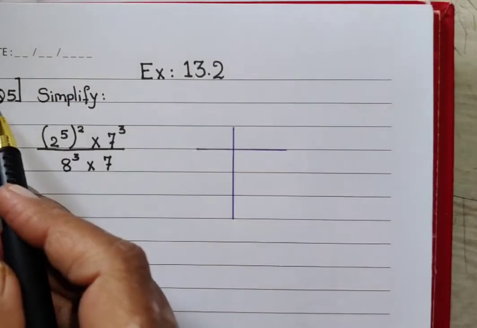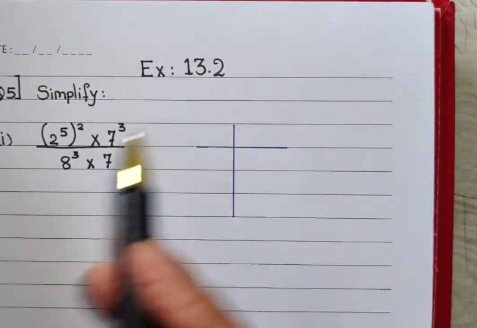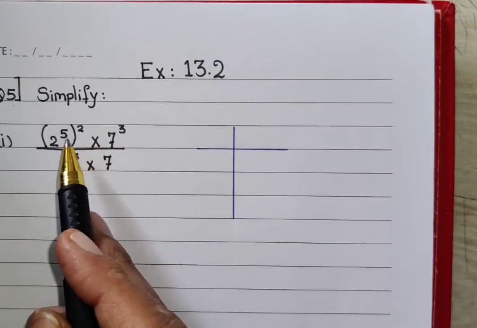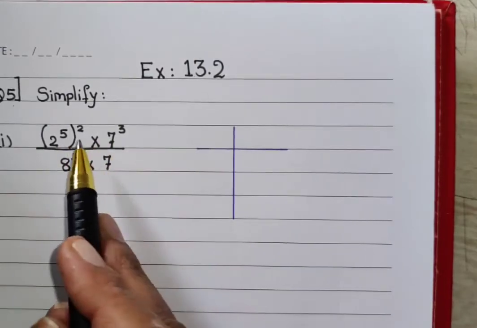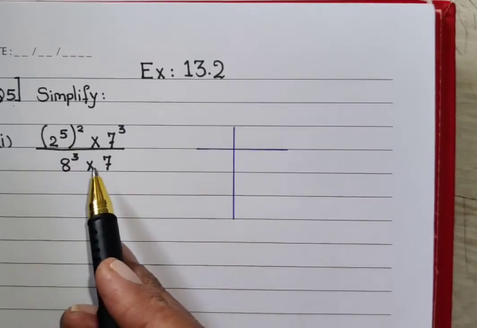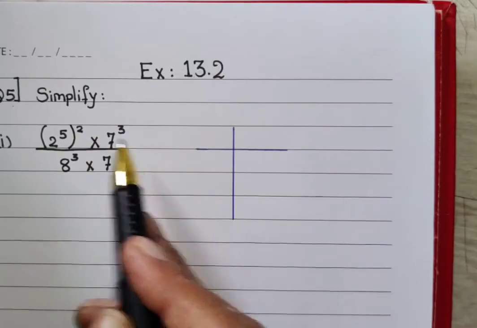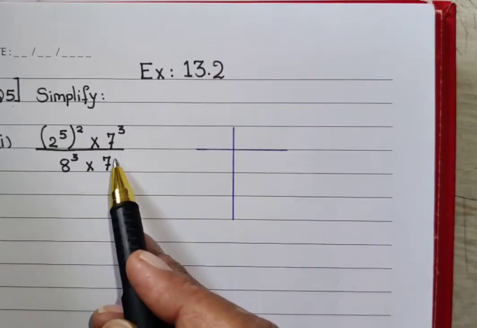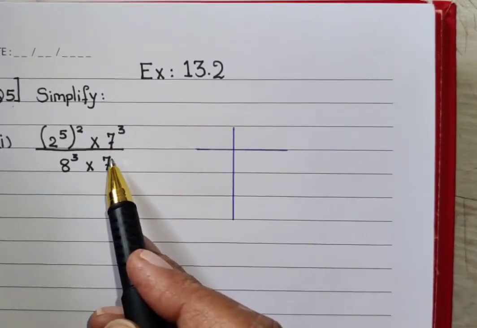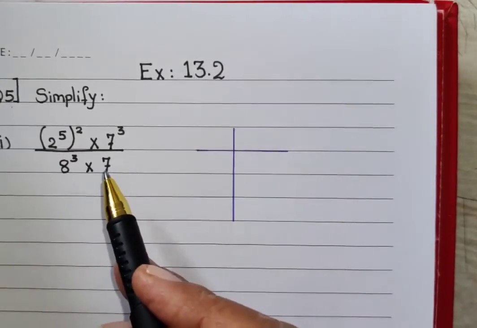We are going to solve question number 5 of exercise 13.2, where in certain questions with so many bases in division and multiplication form, we have to apply all the laws here, right? See, there is a product of a product, then multiplication, and then they are in numerator and denominator form, that is, in fraction form, so we have to carry out the law of division also, right?